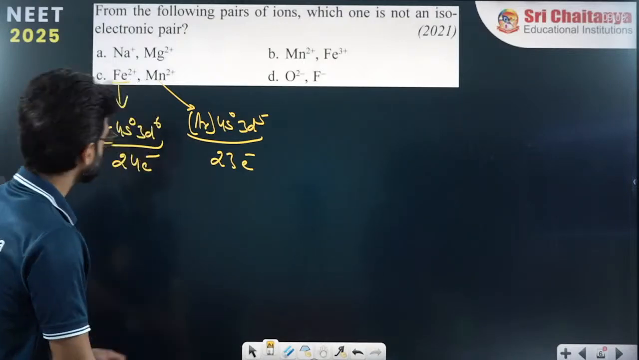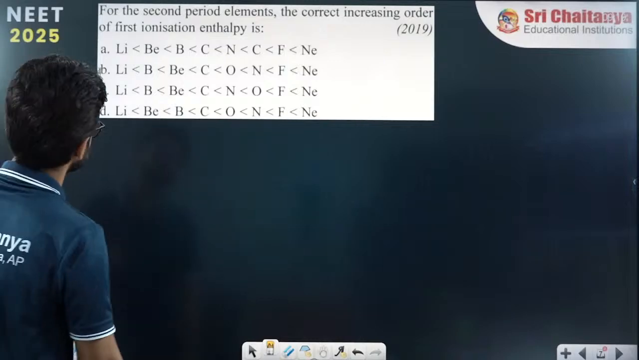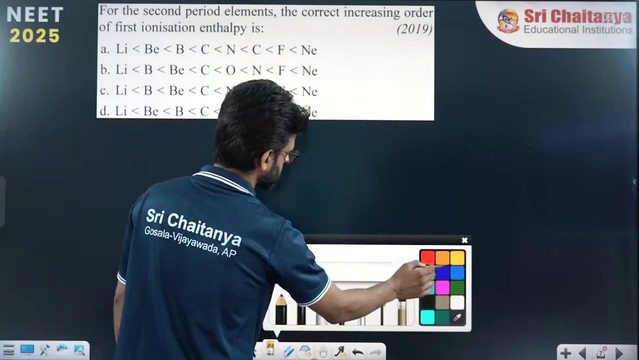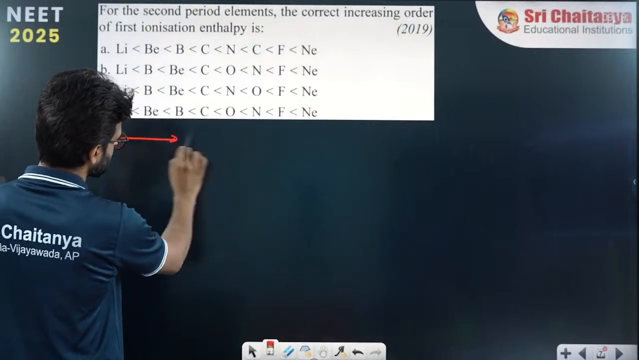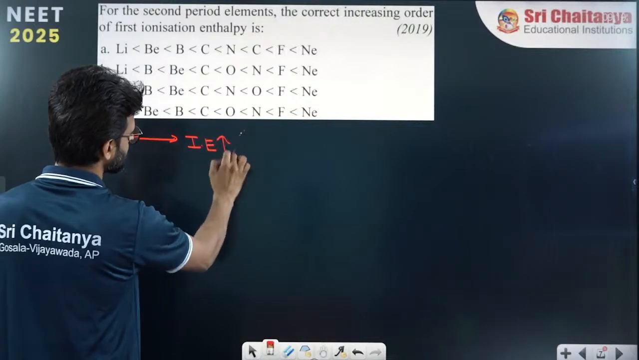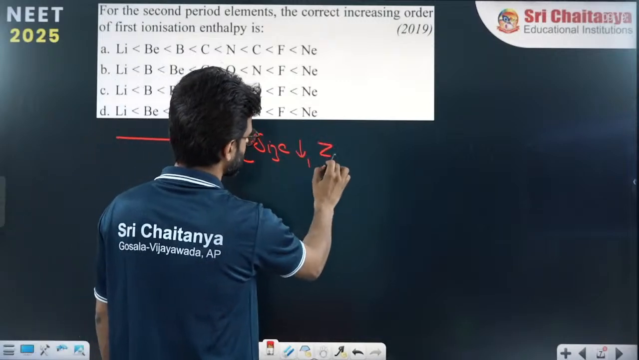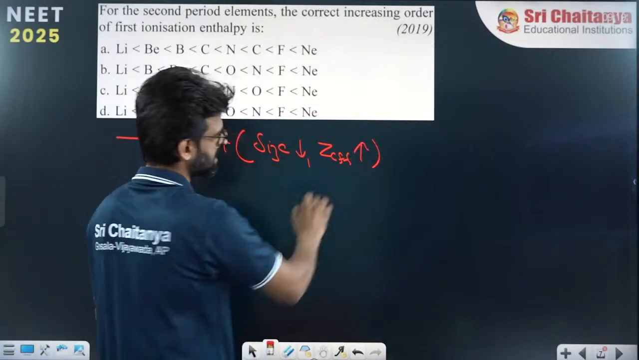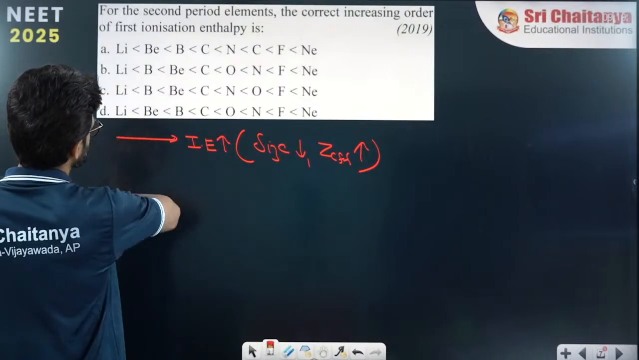Okay. Next, the correct increasing order of first ionization energy. Fine. You see carefully. In general, when you move along a period or series, ionization energy increases. Why? The reason is that size decreases, or you can say Zeff increases. This is the reason behind it. Clear? Now if you see here, we have some exceptions.